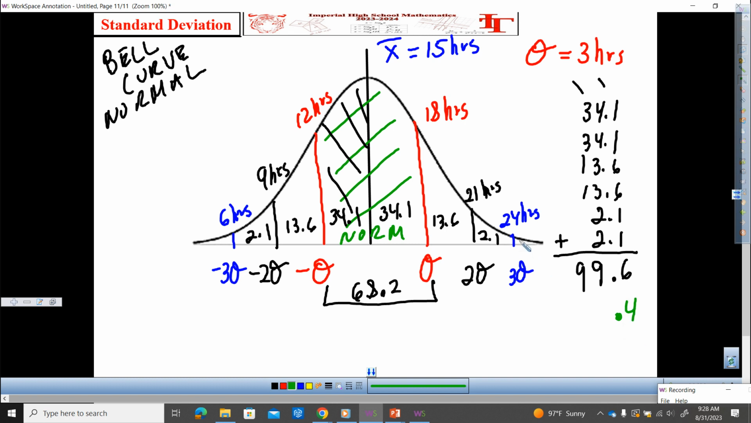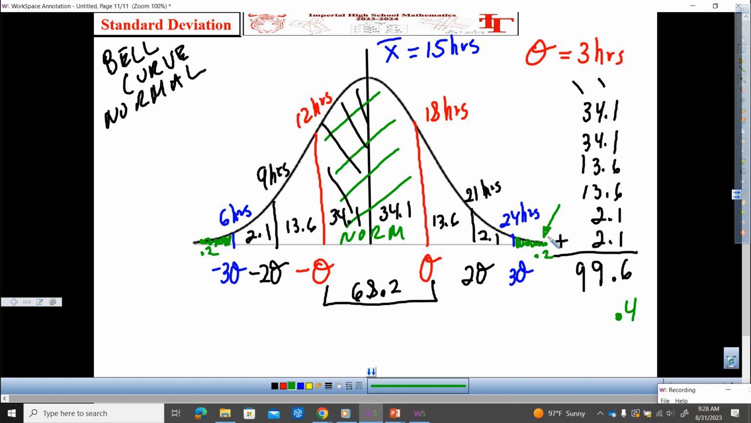That means, look up, shade in this little itty bitty piece right here and here. Each of those are 0.2%, because it's 0.4 divided by 2. What does that mean? That there's some rare people that are here.